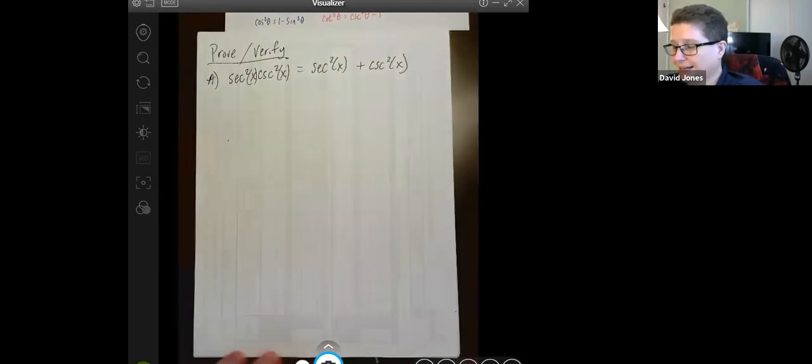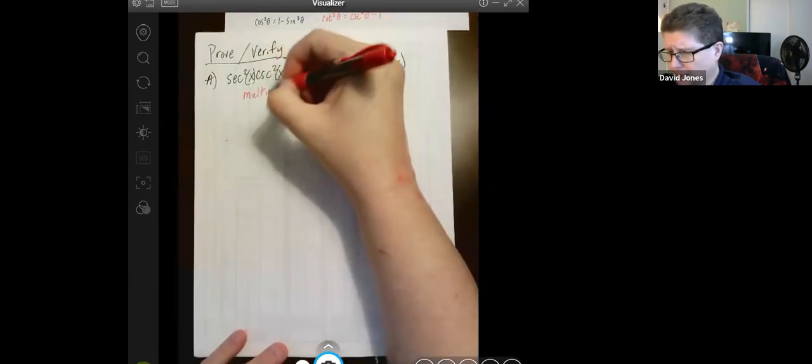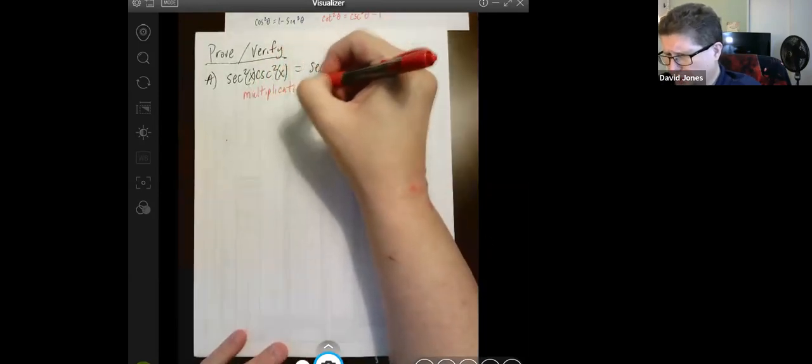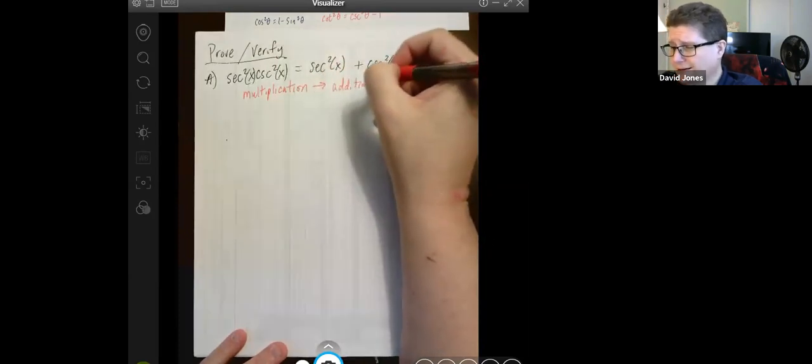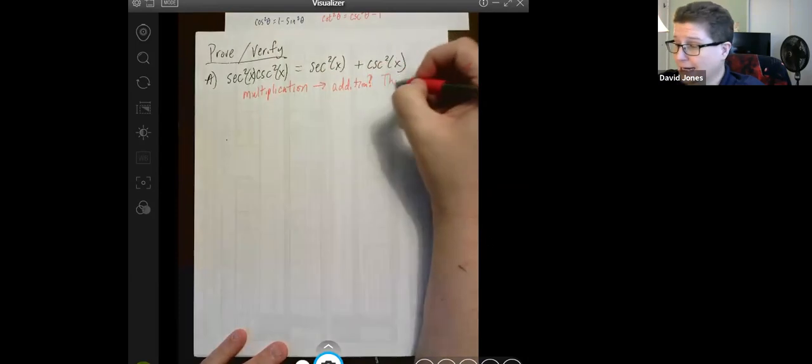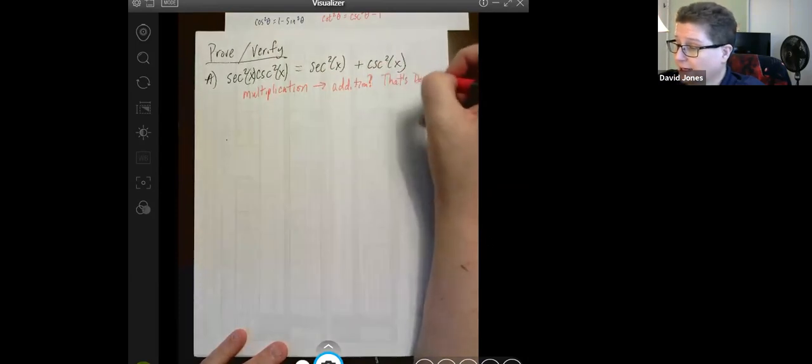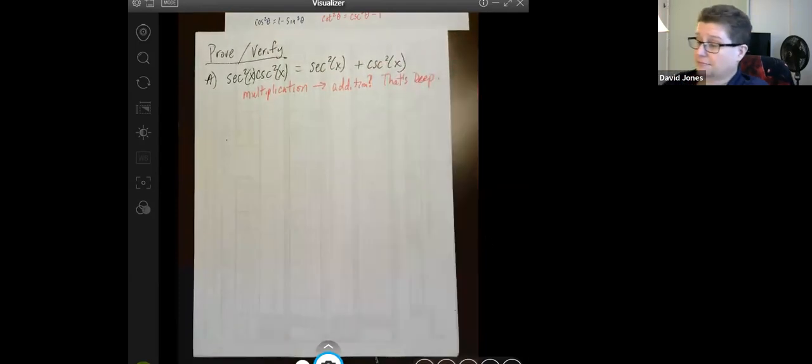That's deep. Multiplication turns into plus? Going to addition? That's deep, dude. That is some seriously deep stuff. In trig, there are times where it works.